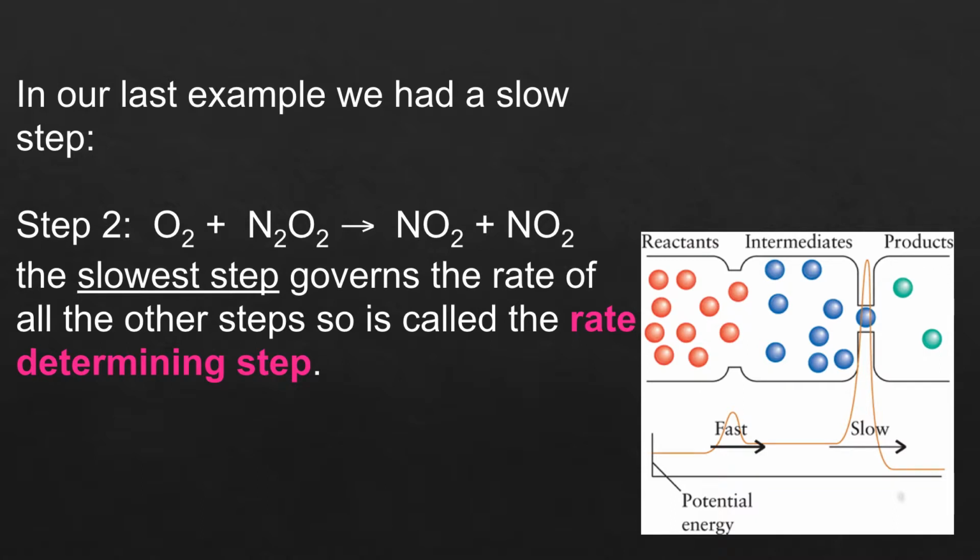In our last example, we had a slow step. It was step 2. The slowest step governs the rate of all of the other steps, and so it's called the rate determining step.